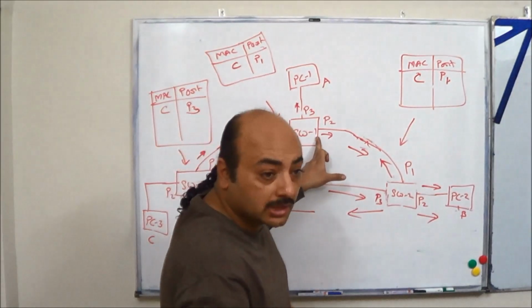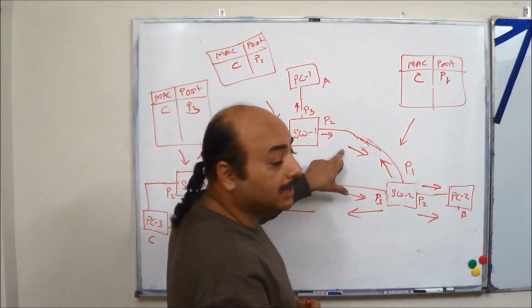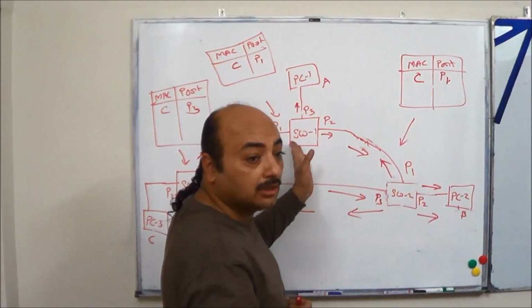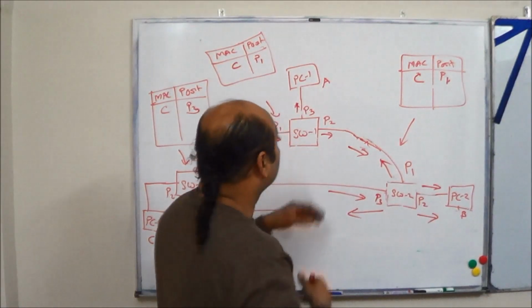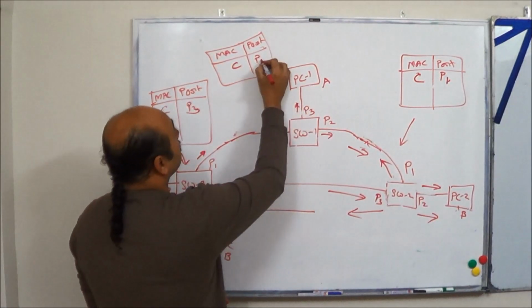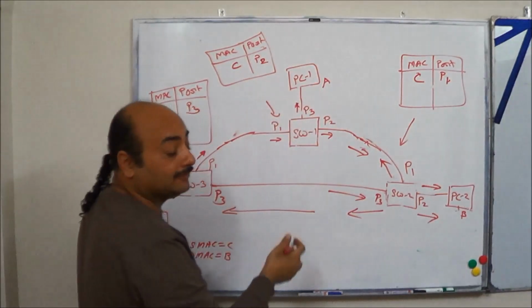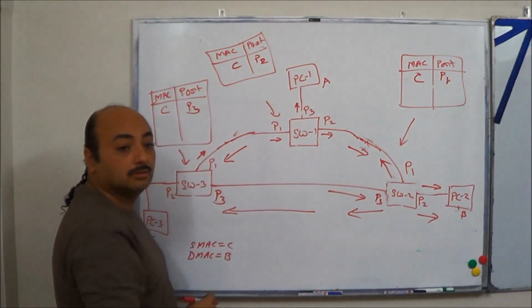Okay. What is happening here? With the source MAC address C, destination MAC address B. Oh, it says, oh, C on P2, again MAC move. And then flooded here.